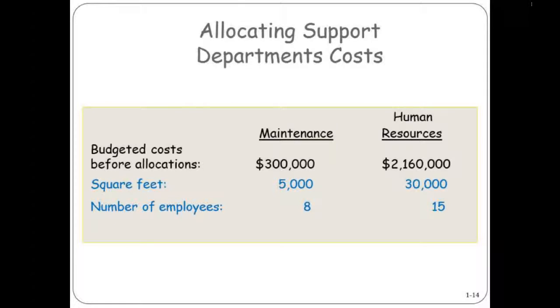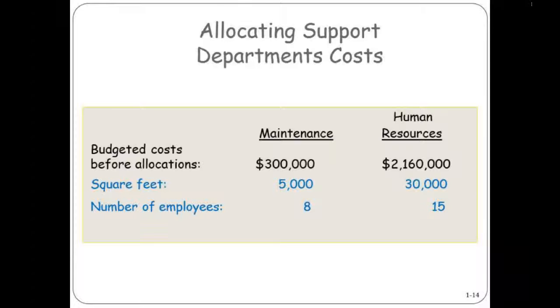Maintenance has been budgeted at $300,000, and HR, much bigger nut, $2.16 million. And you can see the number of square feet they're using. Remember, there was 95,000 square feet. They're just using a part of it. The operating divisions are using the remainder. And the number of employees in these two departments, 8 and 15.